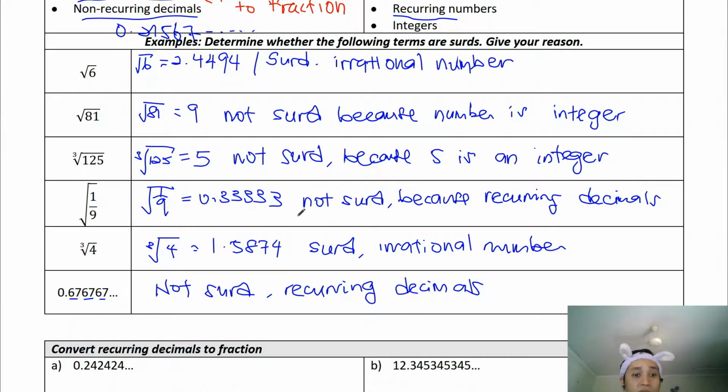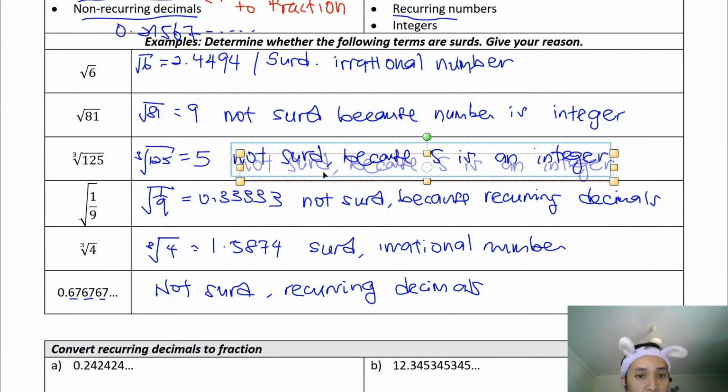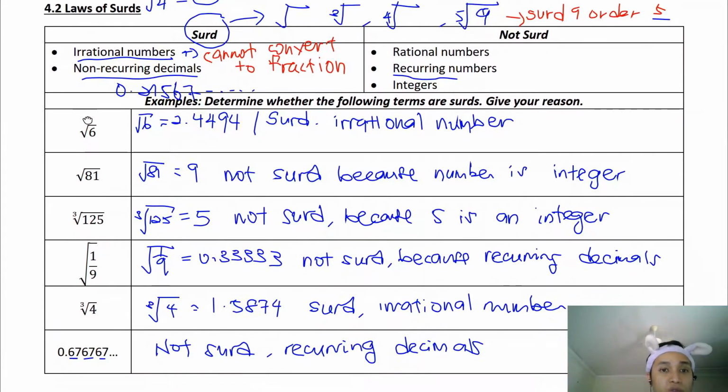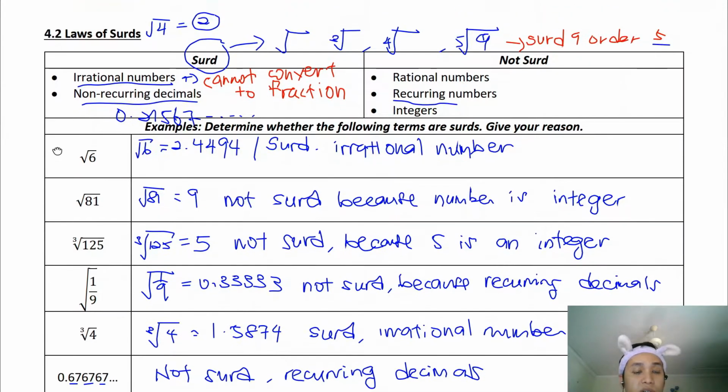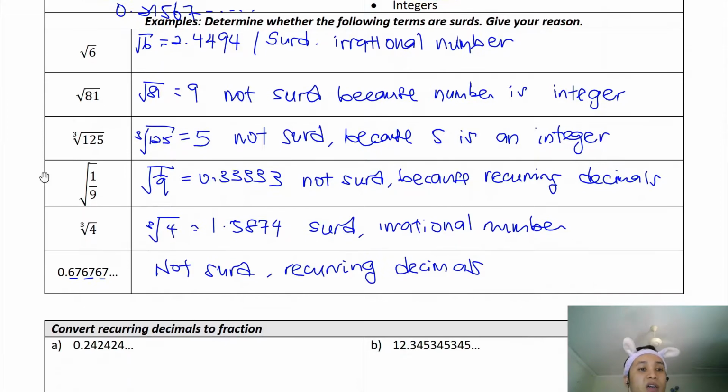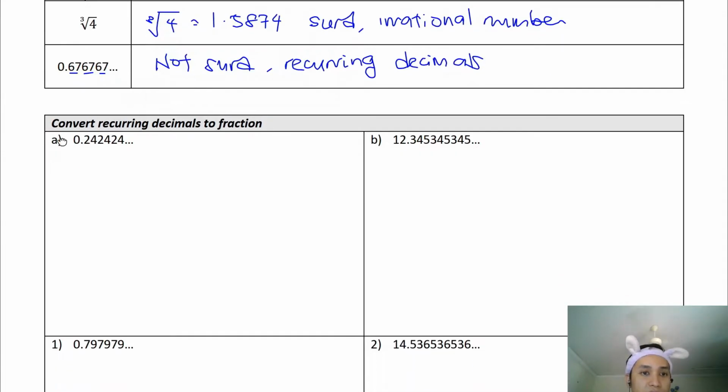Alright, so that is the first part. Meaning you need to be able to identify whether the terms given are surd or not a surd. You just go by these two things. If you get rational numbers or recurring numbers, or the final answer is an integer, that one is not considered a surd. Only when you have a lot of decimal places and you cannot convert it into a fraction, then you consider it a surd. So this is the first part of your surd.